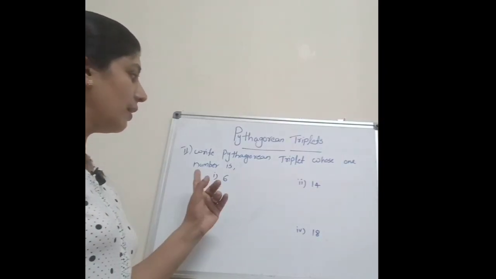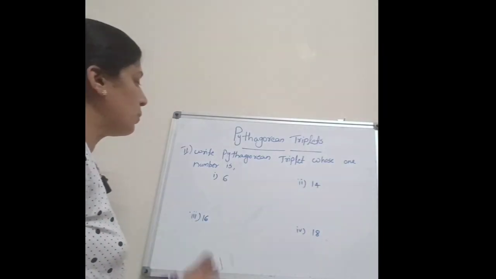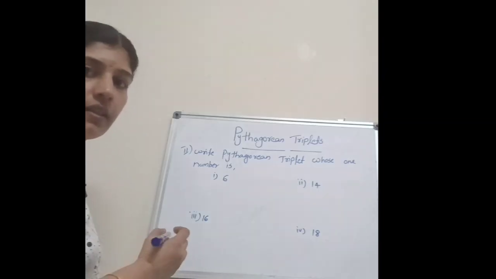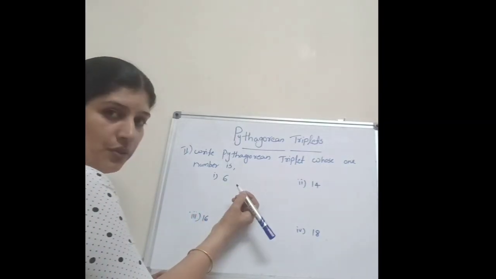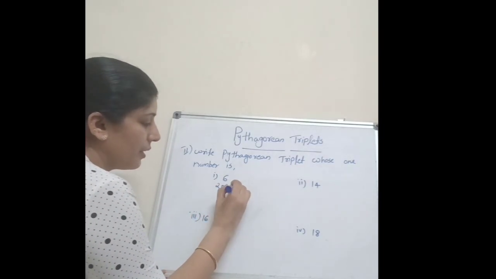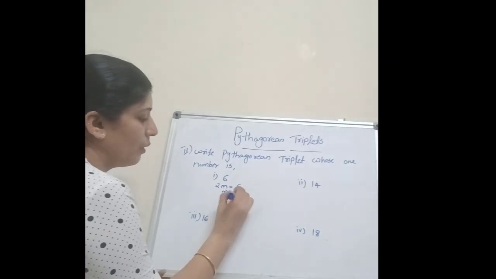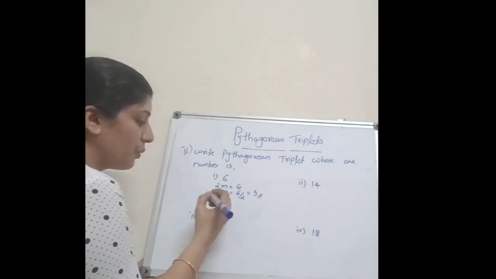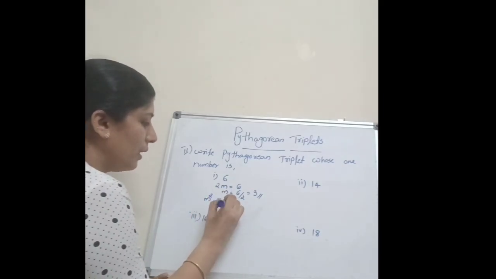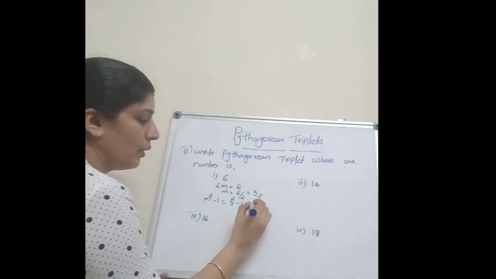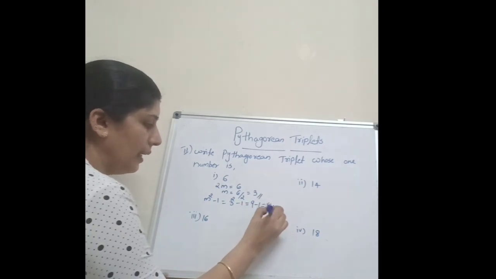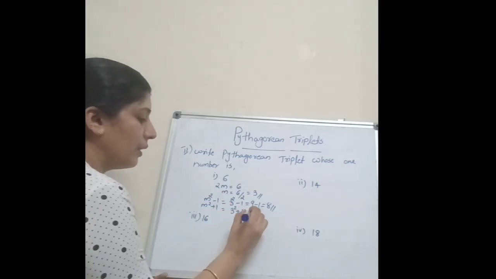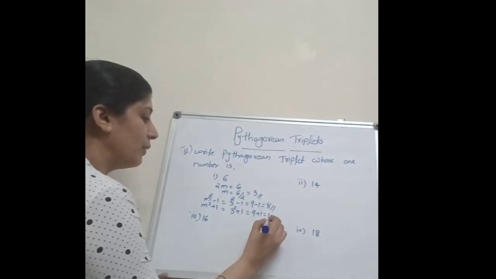Next, consider the question. Write Pythagorean triplets whose one number is given. First one, 6. That means 2m equal to 6. Therefore, m equal to 6 by 2 equal to 3. Therefore, the other two numbers are m square minus 1 equal to 3 square minus 1 equal to 9 minus 1 equal to 8, and m square plus 1 equal to 3 square plus 1 equal to 9 plus 1, that is equal to 10.